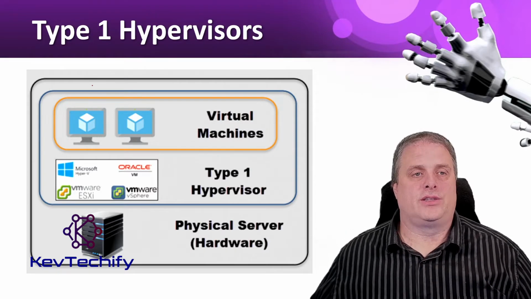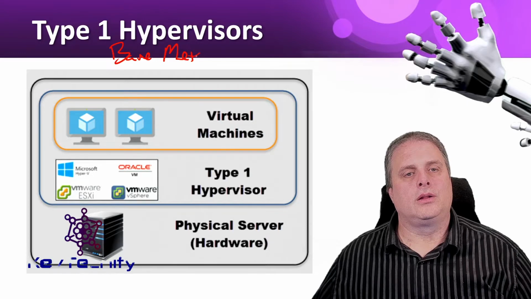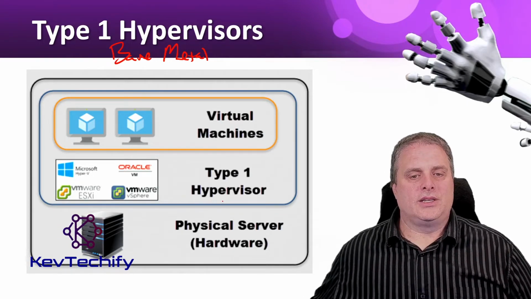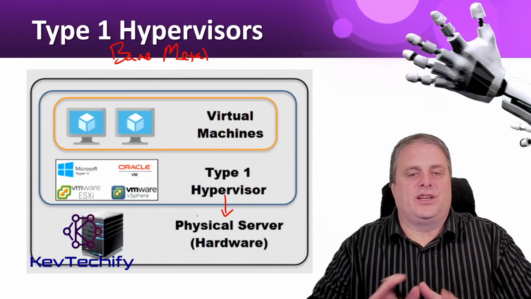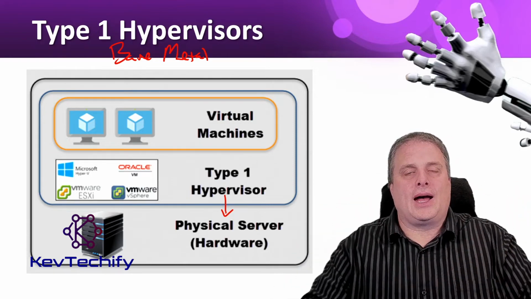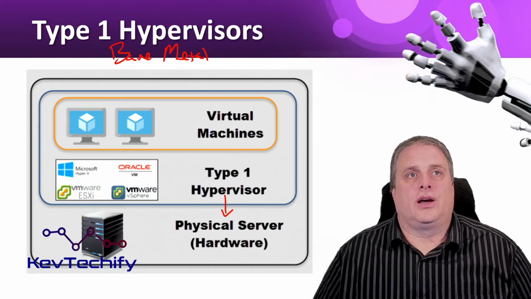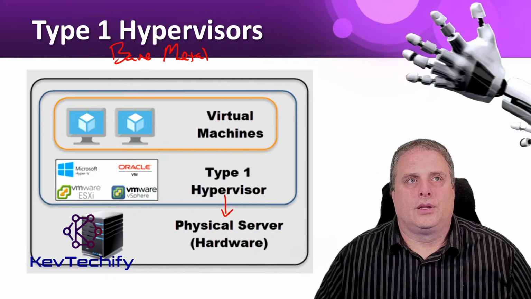Type 1 hypervisors. These are often called bare metal hypervisors because the hypervisor is directly installed on the hardware. There's no operating system to get in between. That hypervisor is directly installed on the hardware. With Type 1 hypervisors, the hypervisor is installed directly on the hardware.